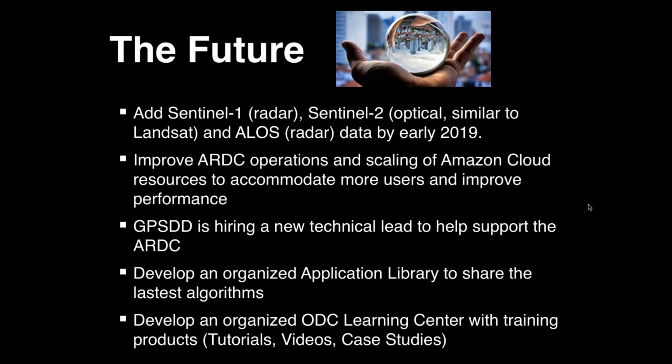We're planning to add Sentinel data: Sentinel-1, which is radar, Sentinel-2, which is optical data, very similar to Landsat, and then the ALOS data, which is L-band radar data. We hope that's going to be easier to add. We're hoping to get all this data into the cube for you in early 2019, and hopefully build a few simple products on top of that so that the user interface can tap into it as well.